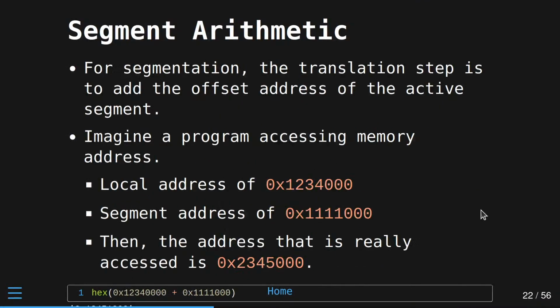Okay, we got a little distracted there, but that's okay. Everyone understands. Okay. So for segmentation, the translation step is trivial. It is addition. So say we have a local memory address of 1234. Say we have a segment address of 1111. We simply compute a linear combination of the values, basically, right? And so then we look up location 2345. Easy.